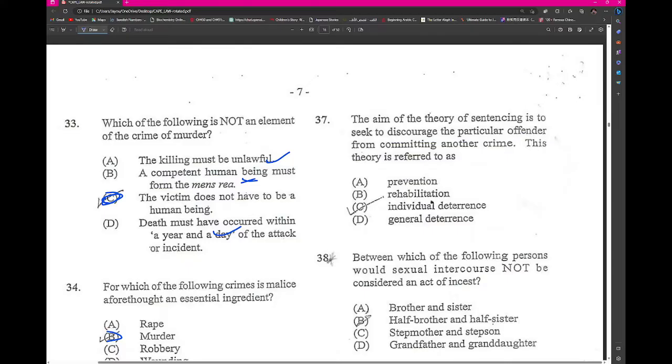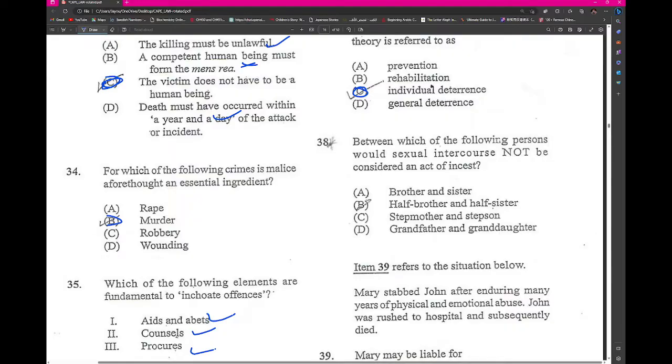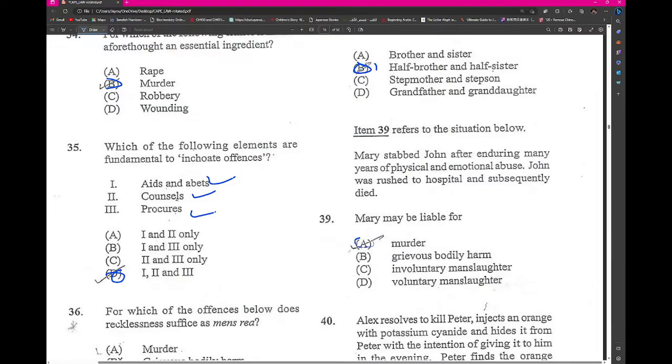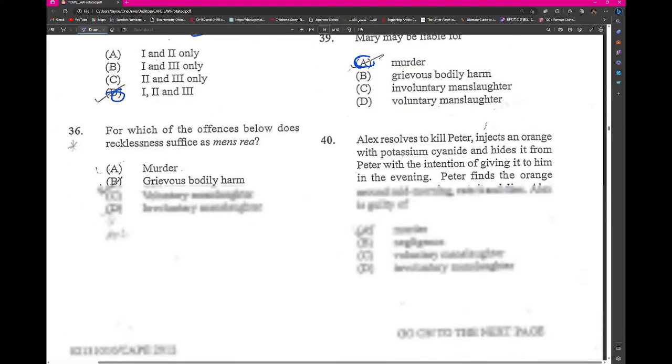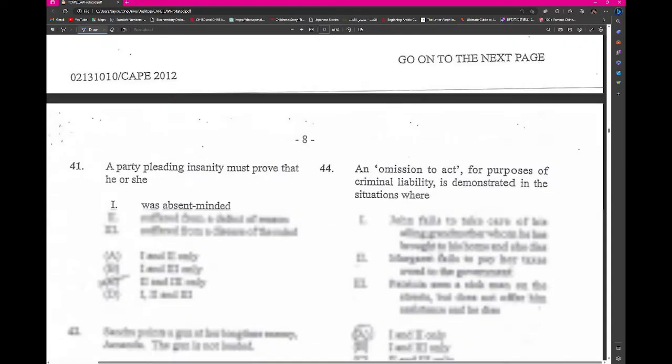The aim of the theory of sentencing is to seek to discourage the particular offender from committing another crime. This is particularly the offender, so individual deterrence. Between which of the following persons would sexual intercourse not be considered incest? Half brother and half sister. Mary stabbed John, murder. Right, I'm seeing that these things are repeating again for module 3.